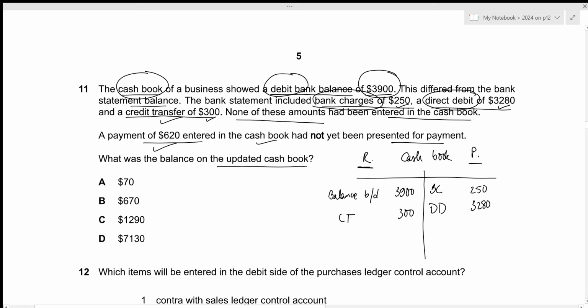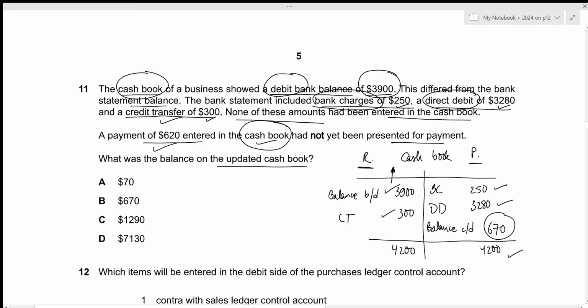And this payment of 620 has already been entered within the cash book. So we do not need to make another entry for this one. So that is all. Now we just need to calculate our closing balance. In this case, we can clearly see that the debit side is higher. So the closing balance will be on the credit side. Now we need the debit total. So that's 3,900 plus 300, which results in 4,200. And the closing balance is just going to be 4,200 minus 250 minus 3,280. This results in the value of 670. So that is the answer we're looking for, which is given by option B. That's all for the 11th question.